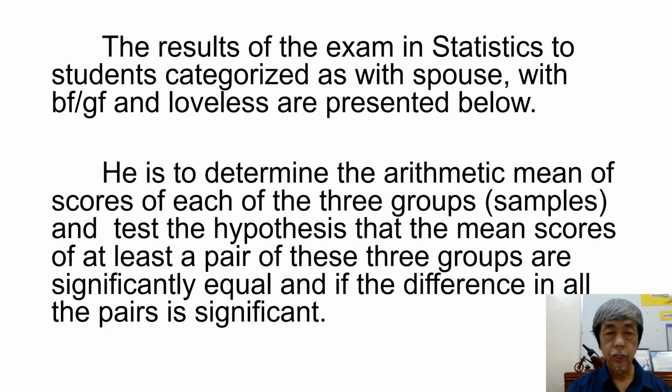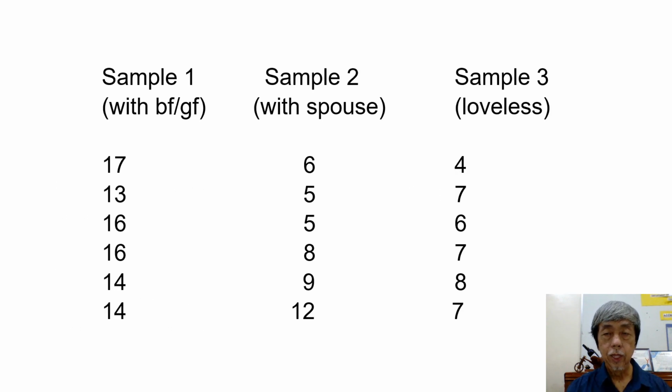He is to determine the arithmetic mean of scores of each of the three groups and test the hypothesis that the mean scores of at least a pair of these three groups are significantly different, and if the difference in all the pairs is significant. This is now the result of the examination administered by the Professor of Statistics.